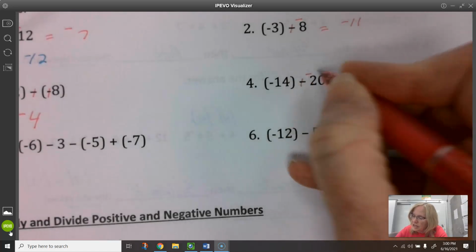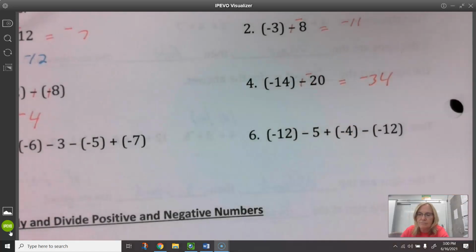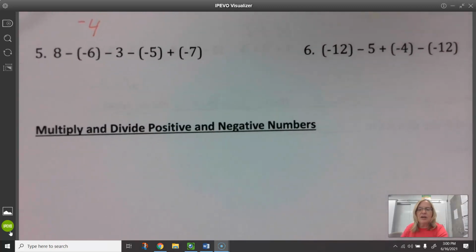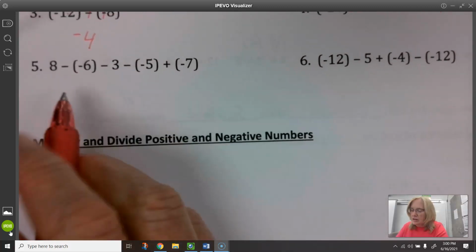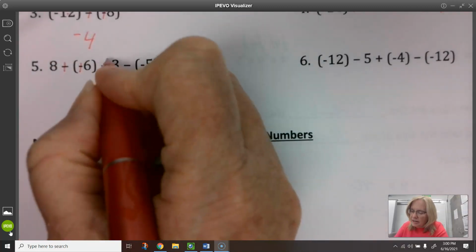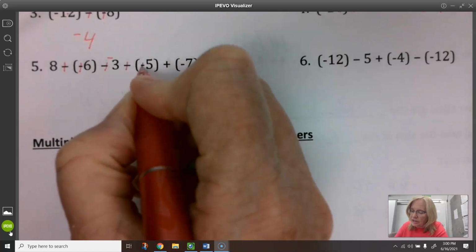So I cross this line, change the sign. I get a -34. Okay? Good. Now, this one just looks a little more complicated, but you guys, you can do this. So cross the line. If it's subtraction, cross the line, change the sign. Cross the line, change the sign. Cross the line, change the sign.